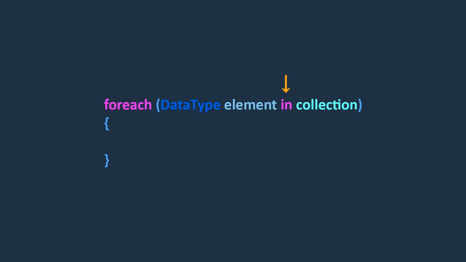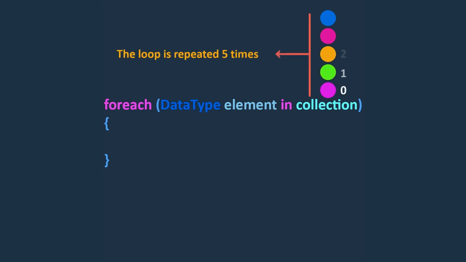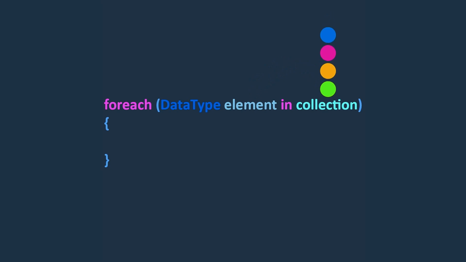The in keyword, when combined with the for each loop, is used to iterate over the collection. The number of times the for each loop will execute is equal to the number of elements in the collection. It selects each item one by one and stores it in the element variable. During each iteration, element holds the current item. This process continues until all the items have been processed.